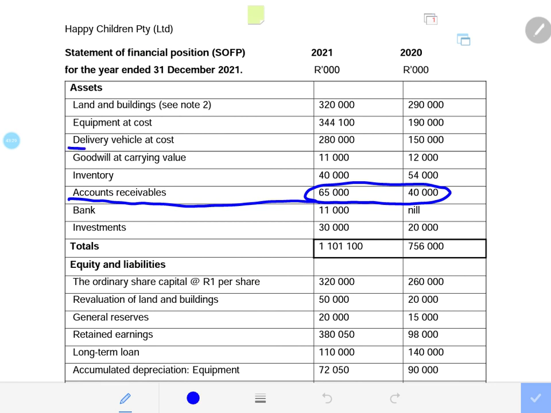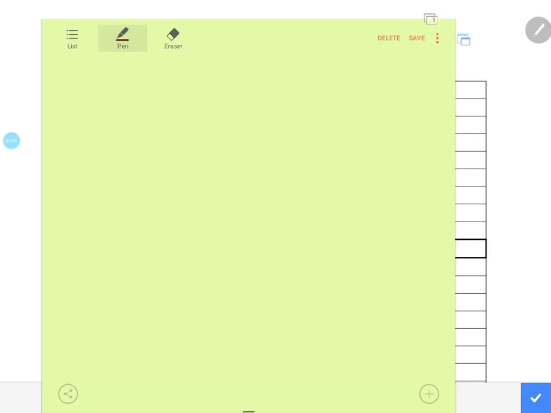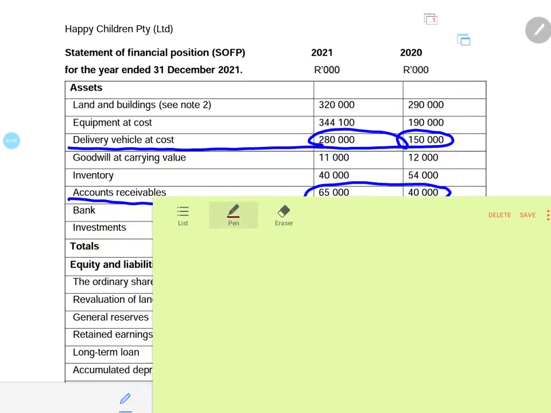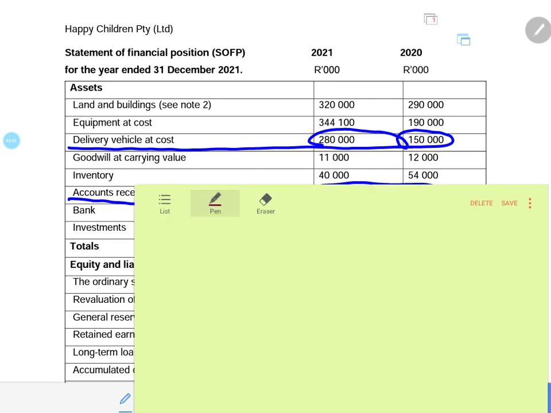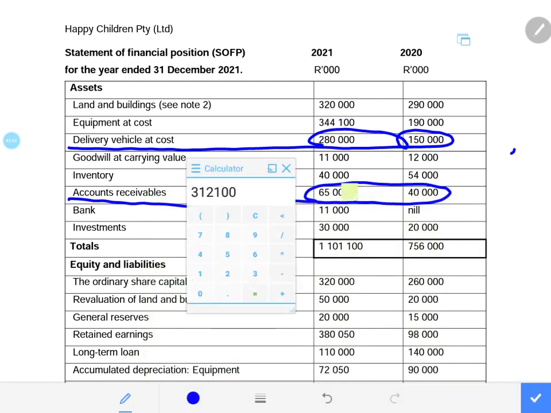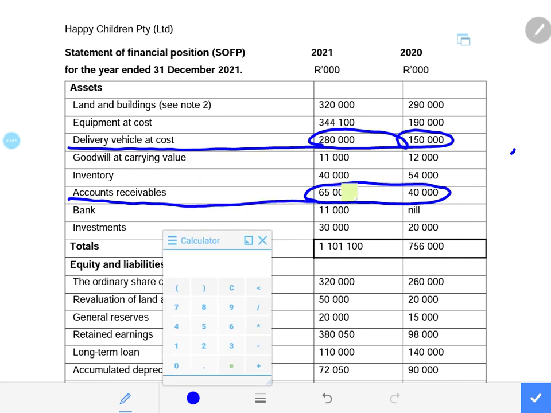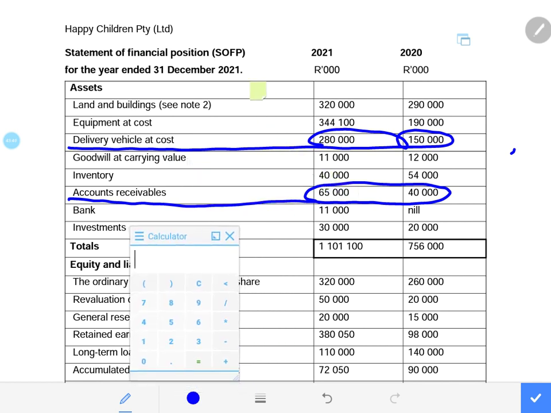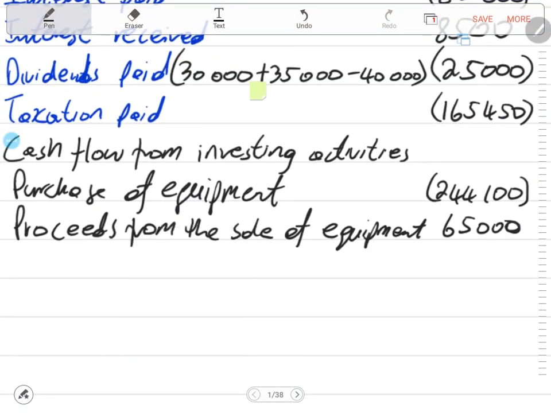vehicles. Our delivery vehicle amounted to 150,000 in the previous year, and 280,000 in the current year. Obviously, that means there was a purchase of a motor vehicle. There is not even a need for workings there. There's no additional information. We can just say our vehicle was 150 minus 280. That will give us the amount of the vehicle that was bought during the year. 150 minus 280 is 130,000 rands.